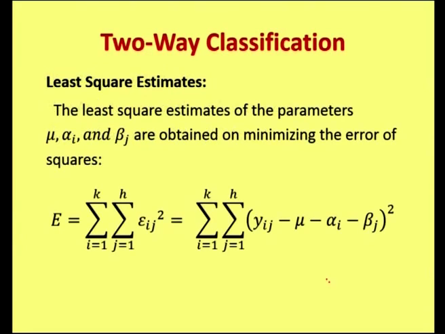And here we have the least square estimates. We have to get the least square estimates for mu, alpha i and beta j by the usual procedure, that is by minimizing the error sum of squares, which is called the least square method or method of least squares. The least square estimates for the parameters are obtained by minimizing the term E equals double summation epsilon ij squared, which is nothing but the double summation of yij minus mu minus alpha i minus beta j, the whole squared, which is obtained from the mathematical model defined earlier.